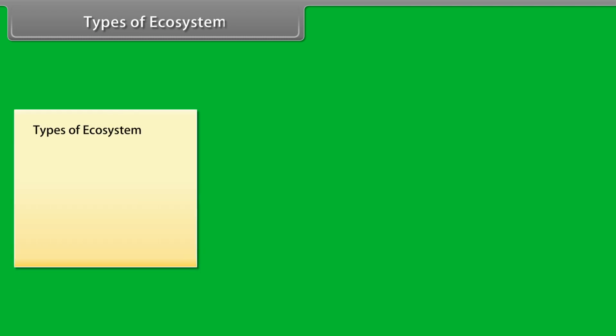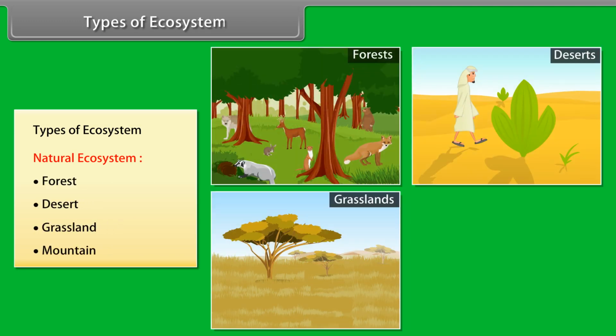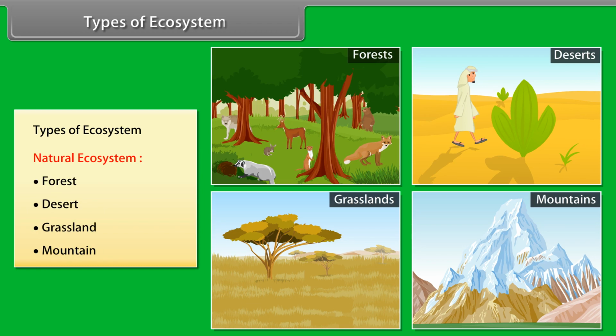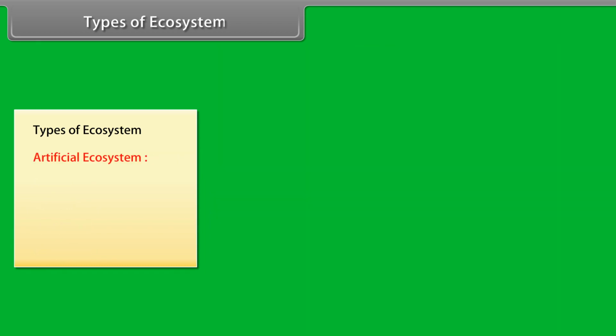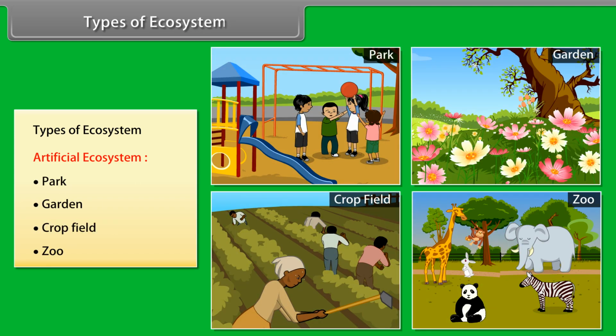Types of ecosystem. There are two different types of ecosystems. They are 1. Natural ecosystem, in which we have forests, deserts, grasslands, mountains, etc. and 2. Artificial ecosystem, in which, for example, parks, gardens, crop fields, zoo, etc. exist. Classification of biotic components of ecosystem.